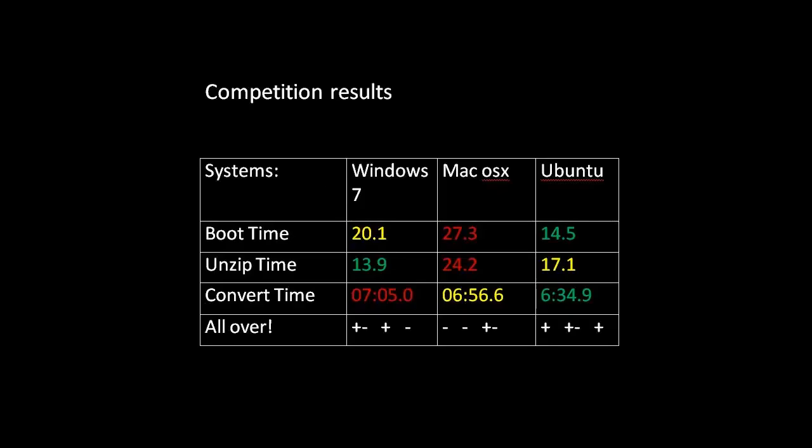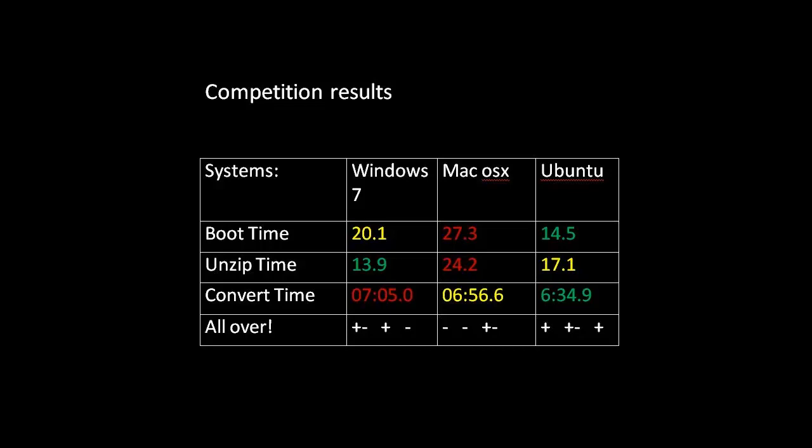The results for Windows 7 are pretty clear. The boot time is 21 seconds and we'll give it a plus minus. Unzip time is 13.9, which makes it a really good system. Convert time is 7 minutes and 5 seconds, which gives it a minus.